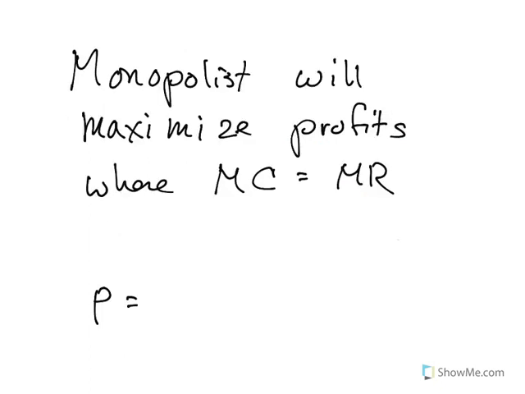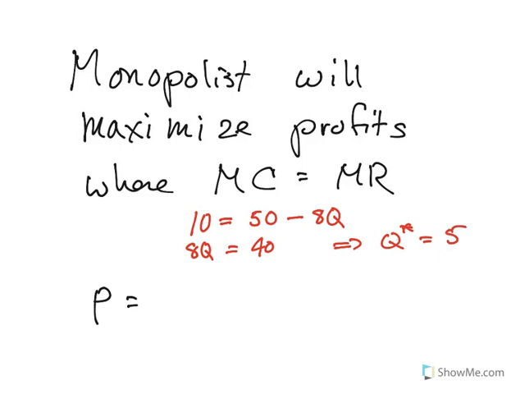So let's take a look at what happens here. The monopolist is going to have the highest possible profits where marginal cost is equal to marginal revenue. So we have the marginal cost equal to 10, and that's equal to the marginal revenue, which is 50 minus 8Q. So 40 equals 8Q. In other words, the quantity that will maximize the monopolist's profits is when Q star equals 5.